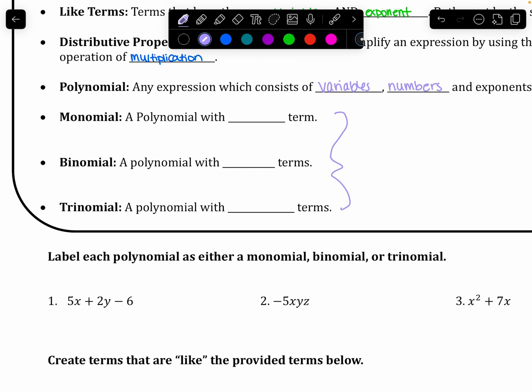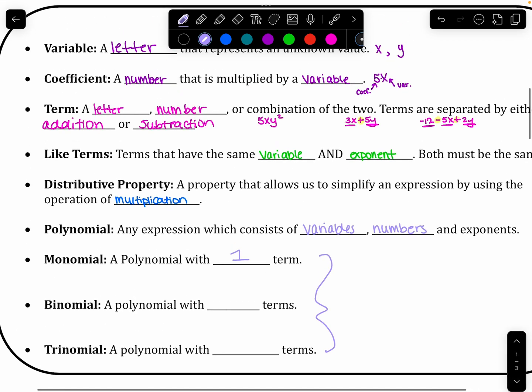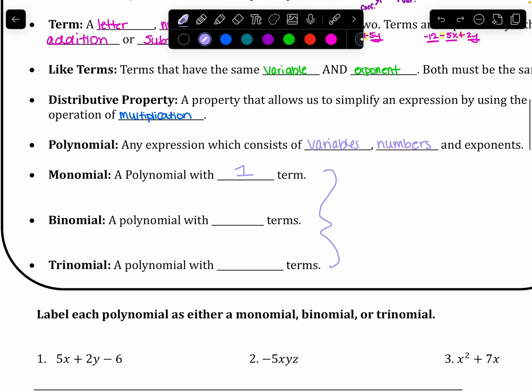For example, you can have a monomial, and a monomial is a polynomial with one term. Okay, that was the first thing that I showed you up here. This 5xy squared is considered a monomial. It is one term. Let me erase this so I can show you. So this would be like 5xy squared. Even though it looks like there's more going on, that is just a single term.